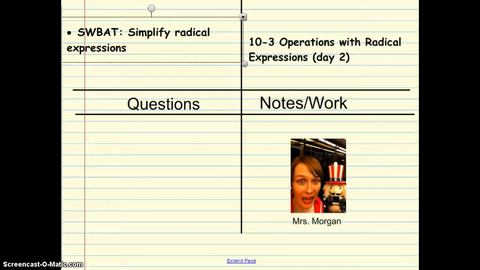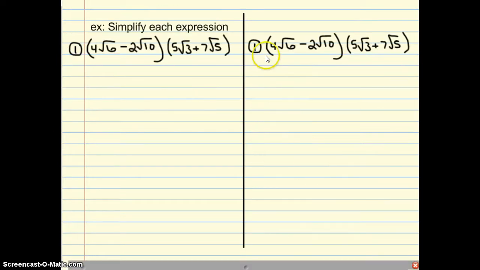Everyone, this is Mrs. Morgan with Operations with Radical Expressions Day 2. We're going to continue to simplify radical expressions. They are going to be a bit more complicated today, of course. So we're going to throw some more distributive property in there. We're actually double distributing this time.